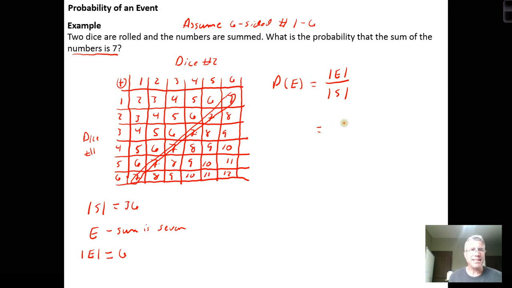Two dice. So die is singular, and dice is plural, so it has a non-standard pluralization. So size of E is 6, the size of the sample space is 36, and that simplifies to 1/6. You have a 1 in 6 chance of getting the sum to be 7.